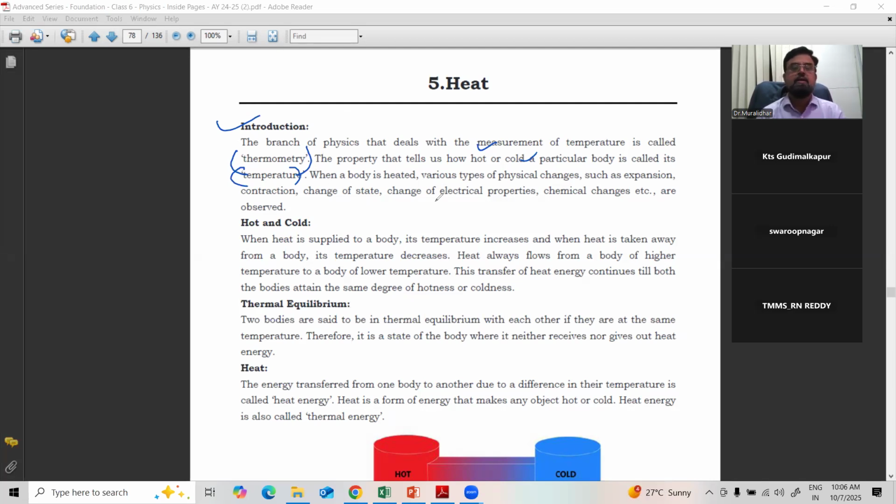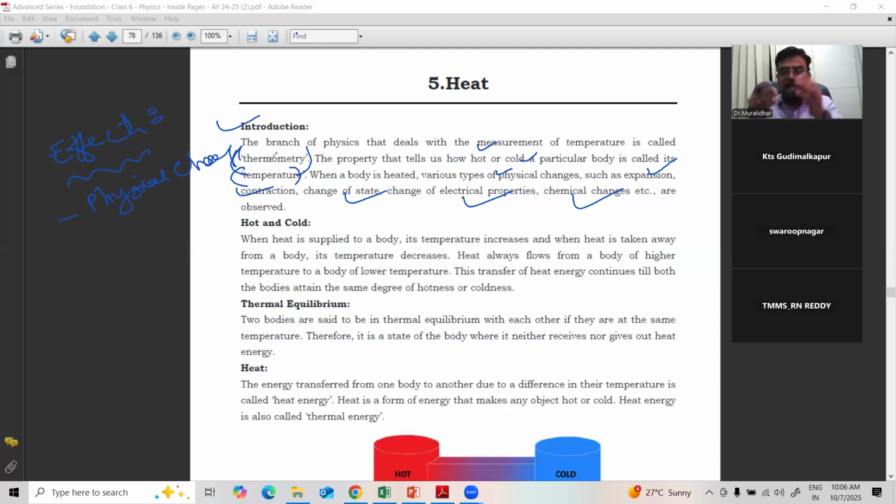When a body is heated, various types of physical changes such as expansion, contraction, change of state, change of electrical property, and change of chemical property are observed. So these are all the effects of heat. What will heat do? Very important. Heat produces physical changes. Physically the body will change. Physical change means either size or shape.